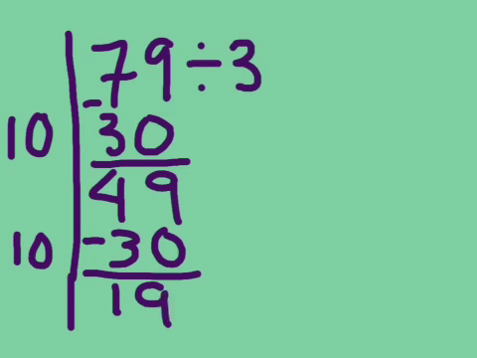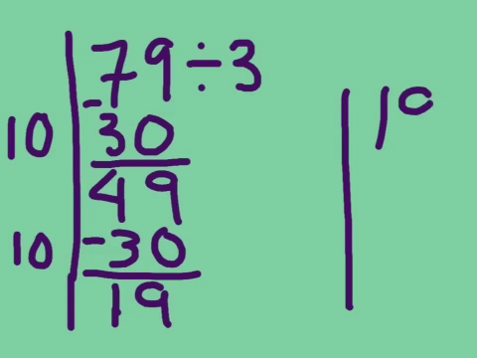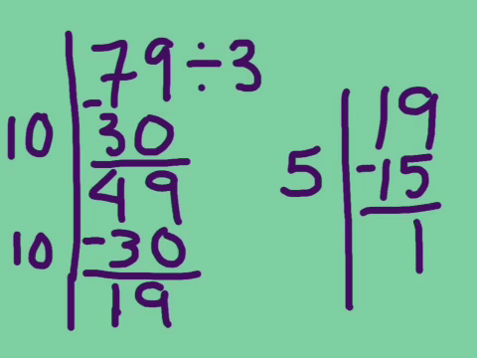Now, can I make another 10 groups of 3 if I have 19? Well, 10 groups of 3 is 30. I don't have 30 left. So now I want to think about how many groups of 3 I could keep making. I'm going to keep track on the side here. So I have 19. I think I could make 5 groups of 3. So let's make 5 groups of 3. 5 groups of 3 is 15. Subtract 15, and I have 4 left.